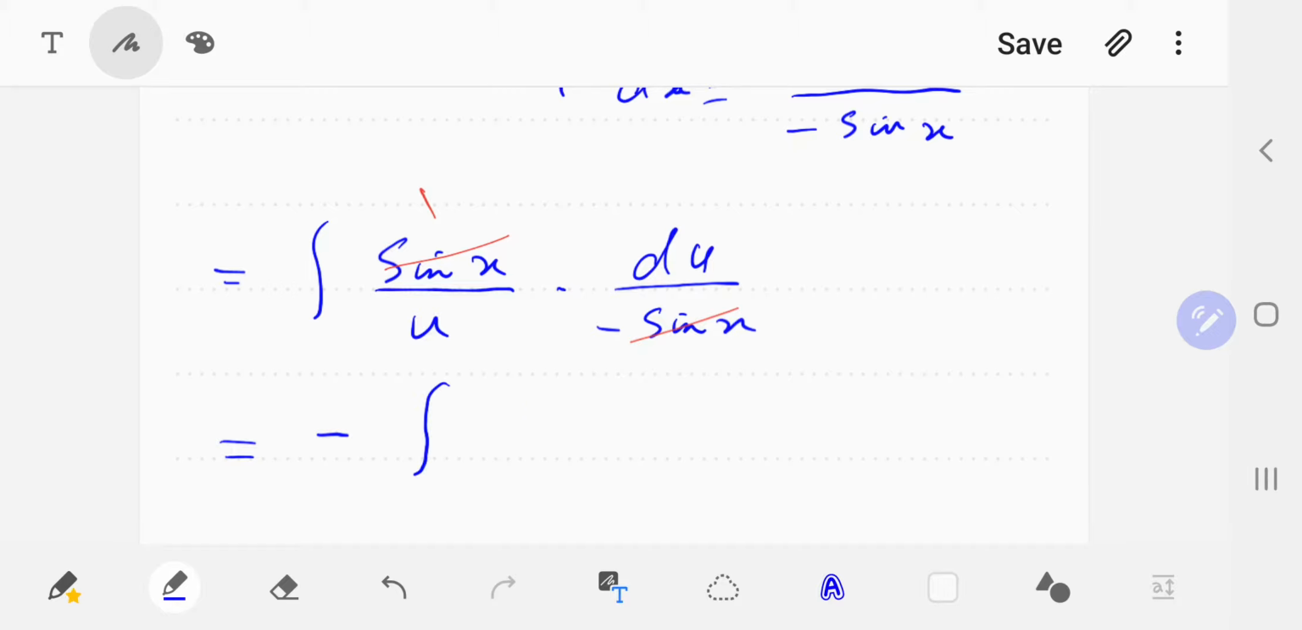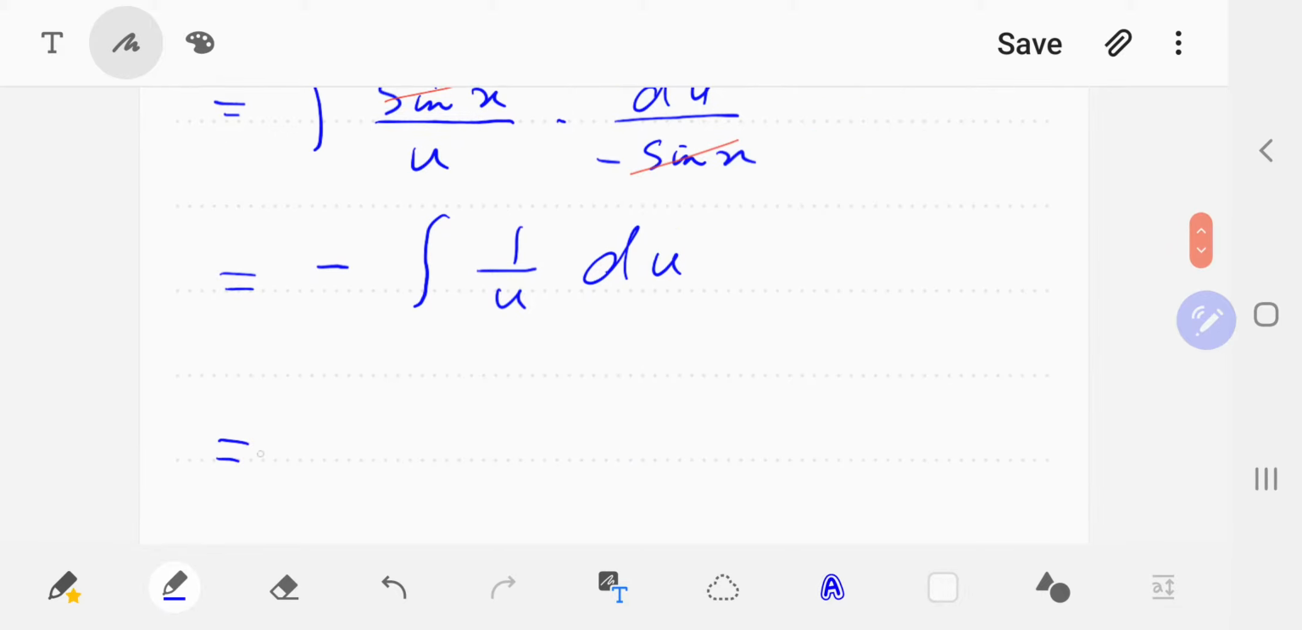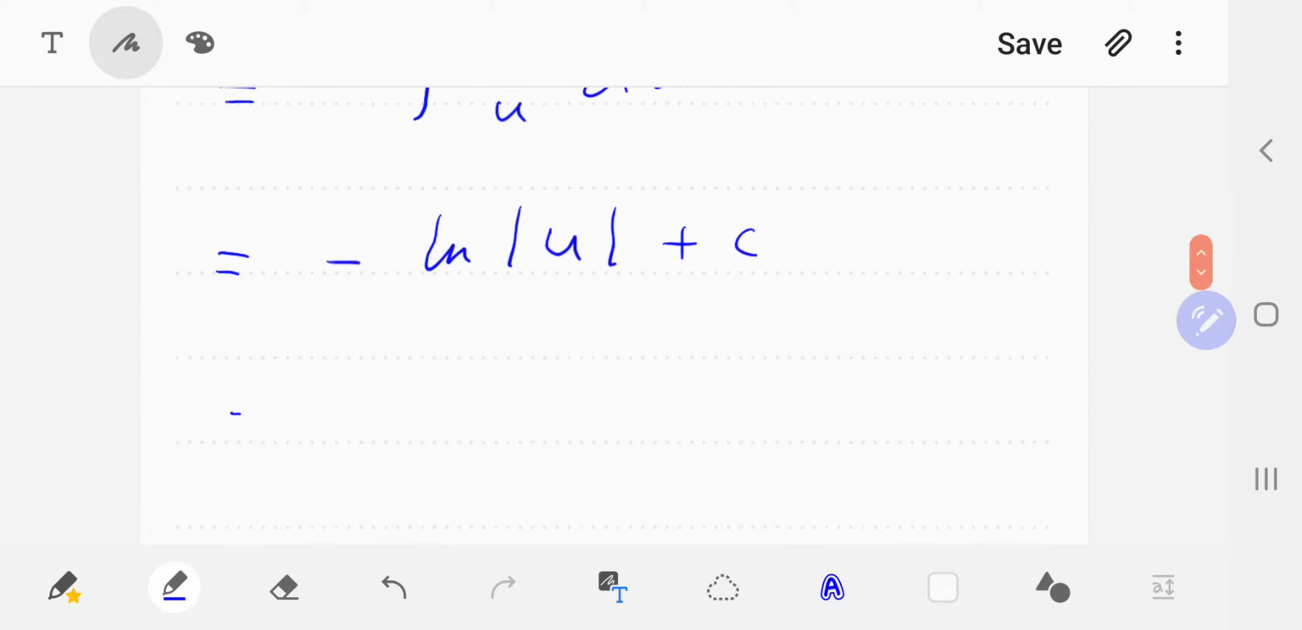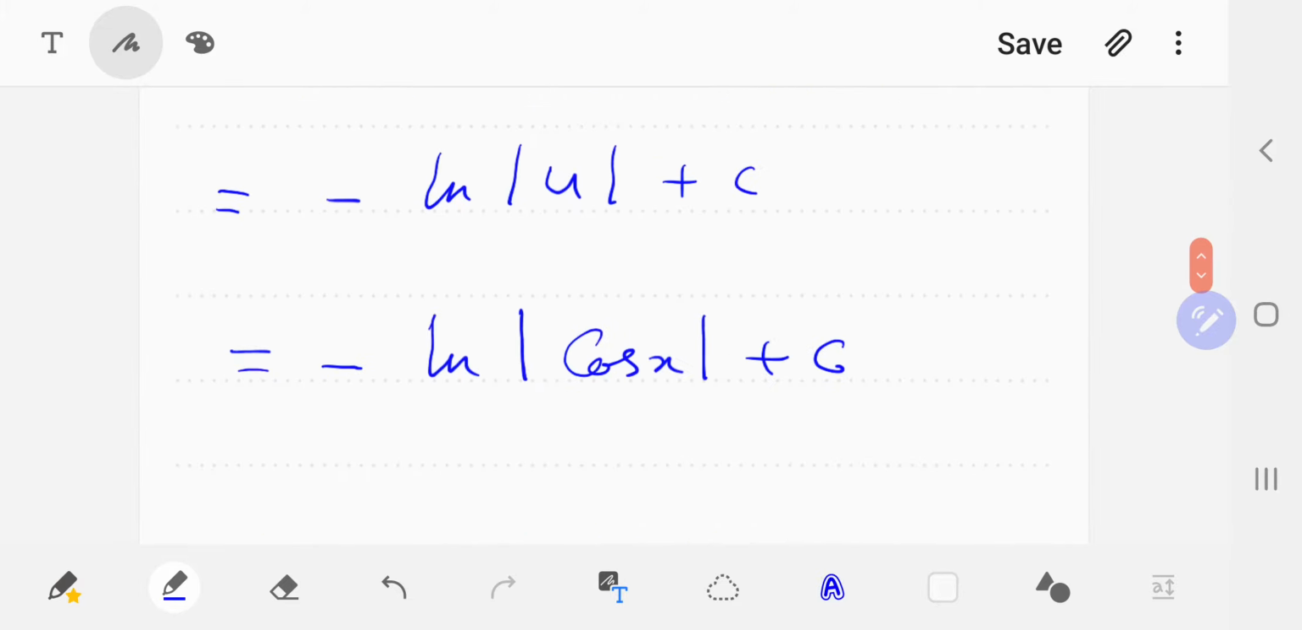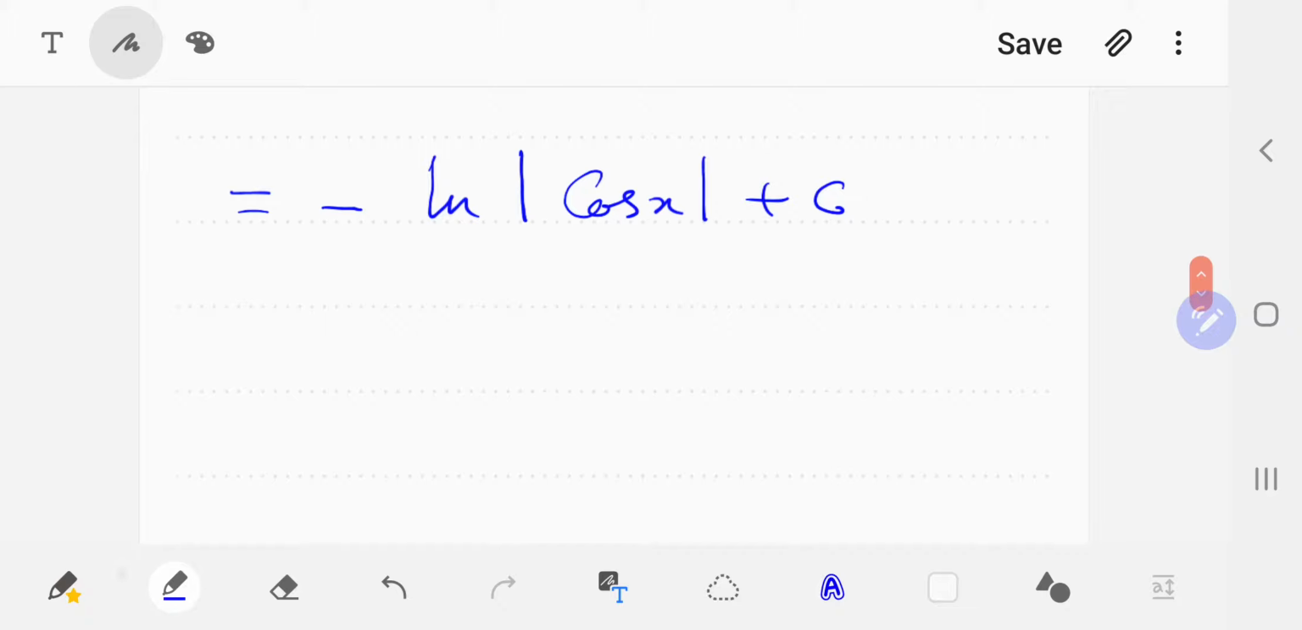negative integration 1 over u du, which means negative ln absolute value of u plus c, and u was cosine, so this is negative ln absolute value of cosine x plus c. So the integration of tan is equal to negative ln cosine x. Okay, what about secant? Integration of secant x.